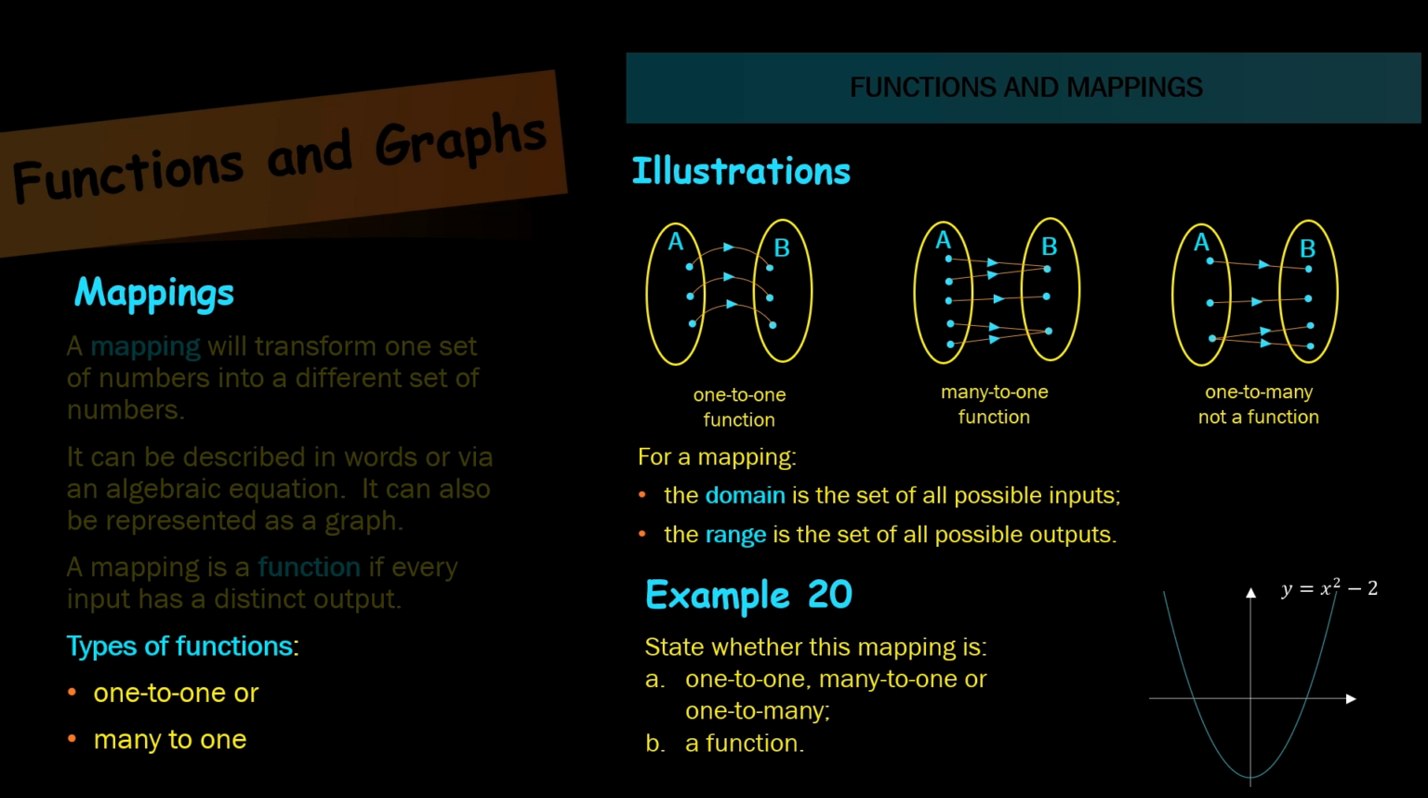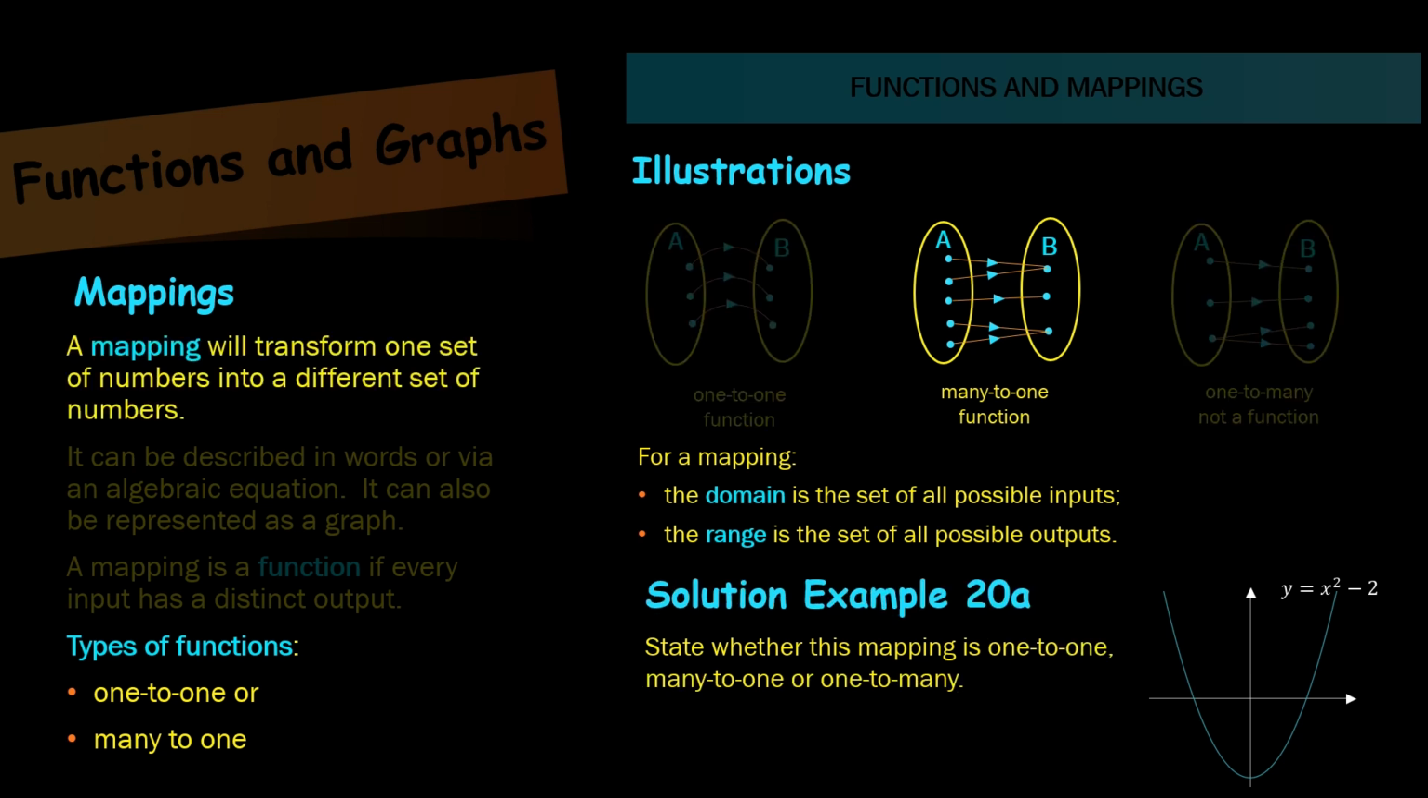So let's solve part A first. This example seems to fit the second illustration. Take a look at the diagram for y equals x squared minus 2. Notice that x, for example, maps onto y, but minus x also maps onto y, because x squared and minus x all squared are both the same. So in other words, both x and minus x are mapped to one y value, and therefore this mapping is many-to-one.